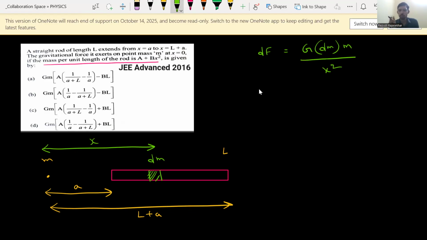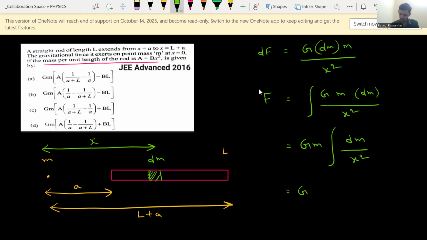Now to get the total force, this is the small force applied by the elemental mass. dm stands for elemental mass here. If this is the force applied by the elemental mass, then how to get the total force by the entire rod? So apply integration. F equals the integration of G into m into dm divided by x square. G is a constant, write it outside. Small m is a constant, write it outside. The variable part is dm divided by x square.